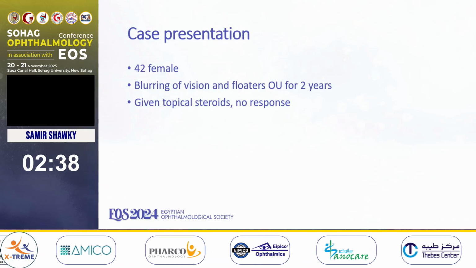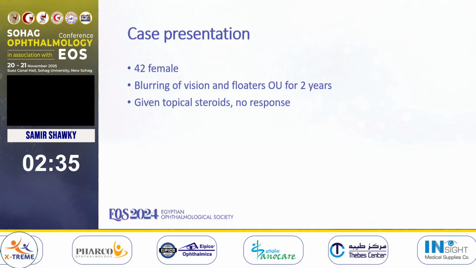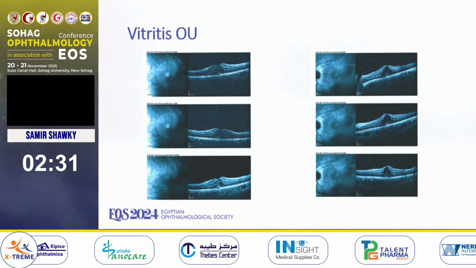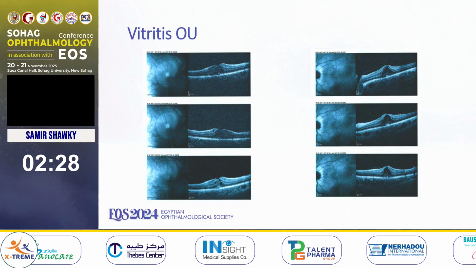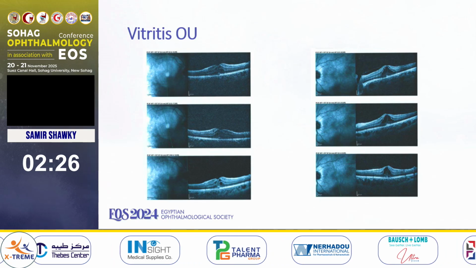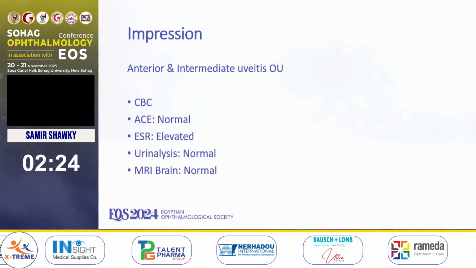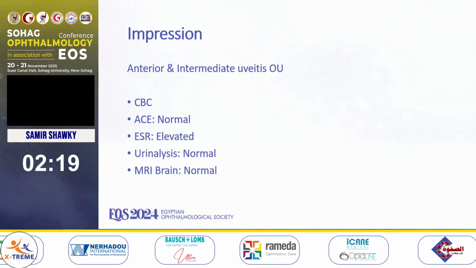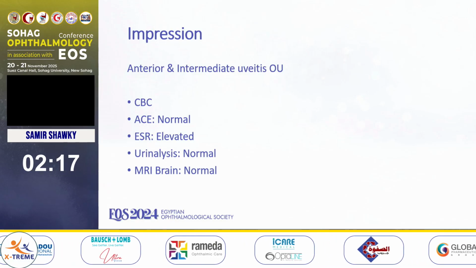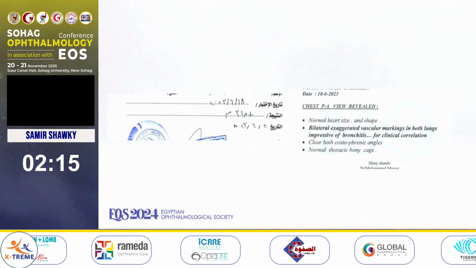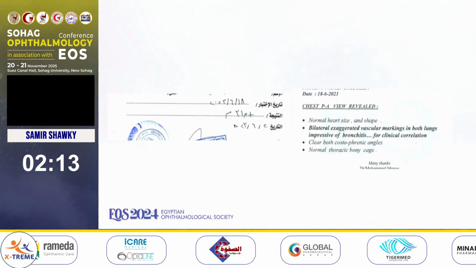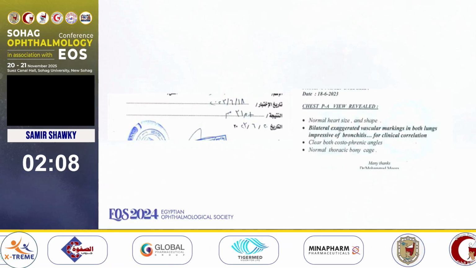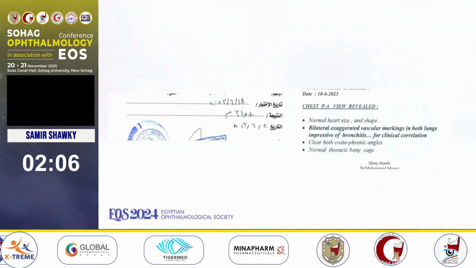The next case is a 42-year-old female who complained of blurring of vision in both eyes. She had mild anterior uveitis, and you can see here, she had vitritis and macular edema in both eyes, okay? So my diagnosis was anterior and intermediate uveitis. I asked for the lab tests, all were normal, apart from a very positive tuberculin test, 31 millimeters of induration. This is strongly positive. But her X-ray was non-conclusive.